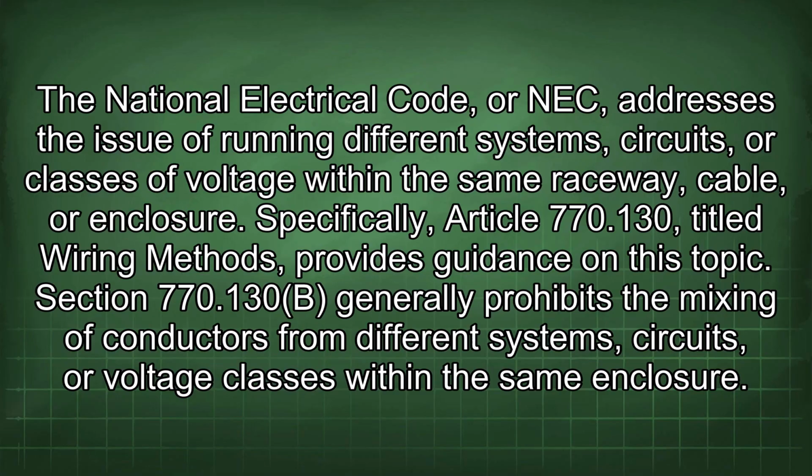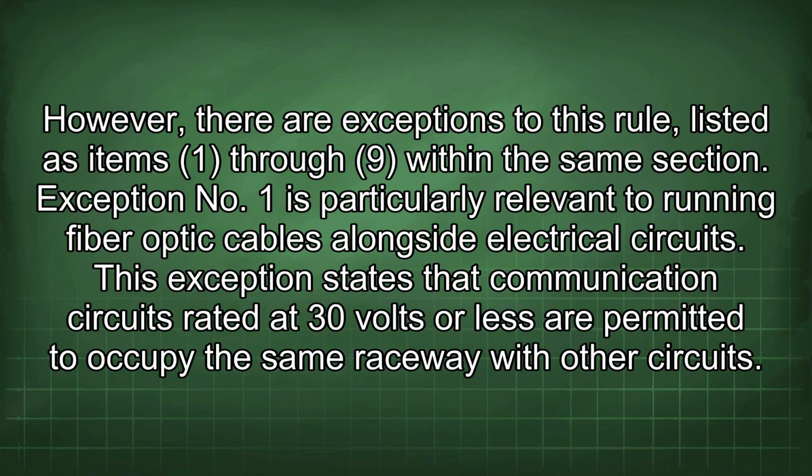The National Electrical Code, or NEC, addresses the issue of running different systems, circuits, or classes of voltage within the same raceway, cable, or enclosure. Specifically, Article 770.130, titled Wiring Methods, provides guidance on this topic. Section 770.130(B) generally prohibits the mixing of conductors from different systems, circuits, or voltage classes within the same enclosure. However, there are exceptions to this rule, listed as items 1 through 9 within the same section.